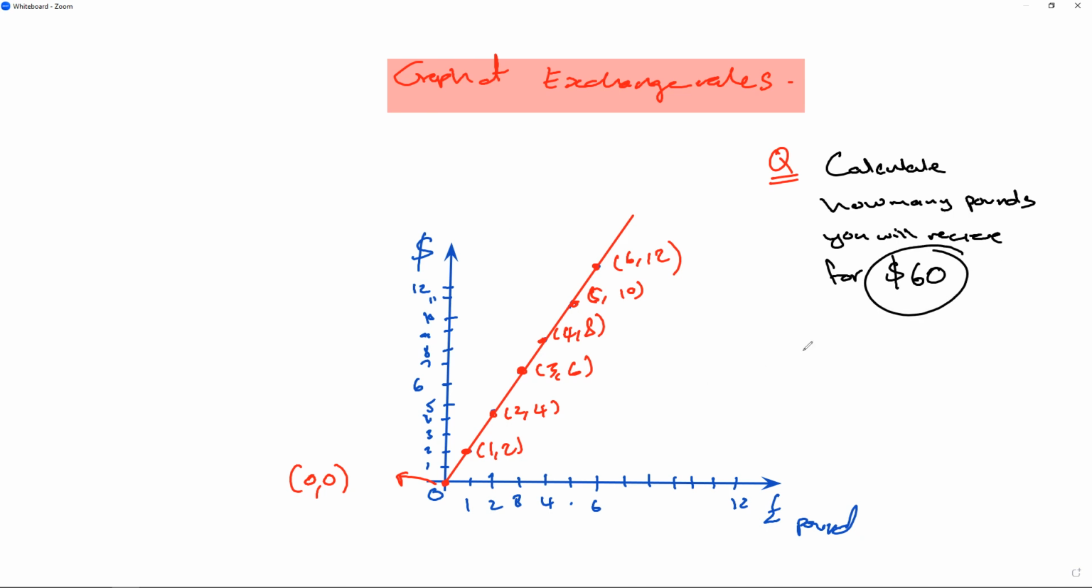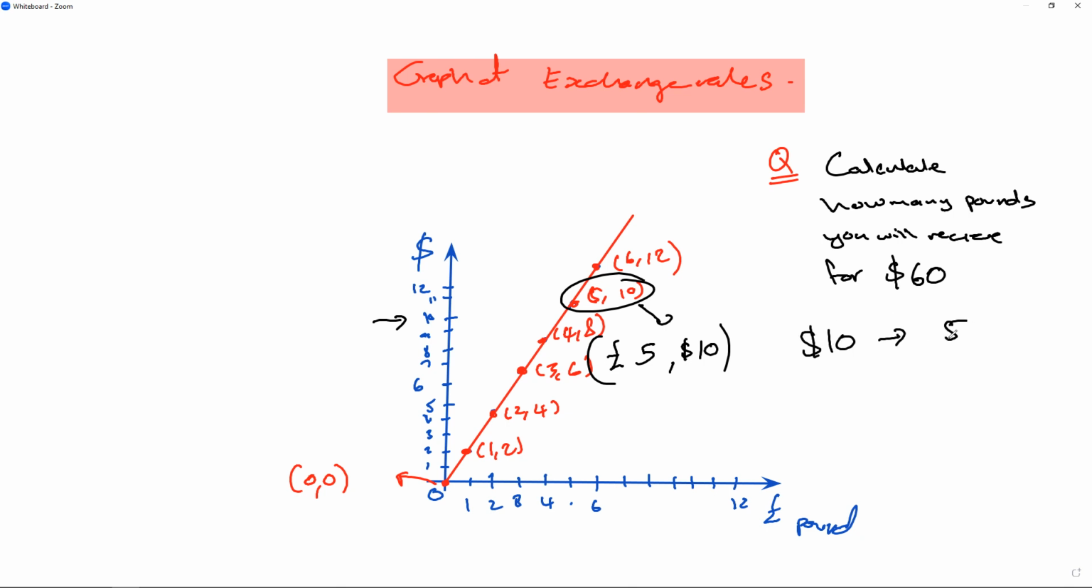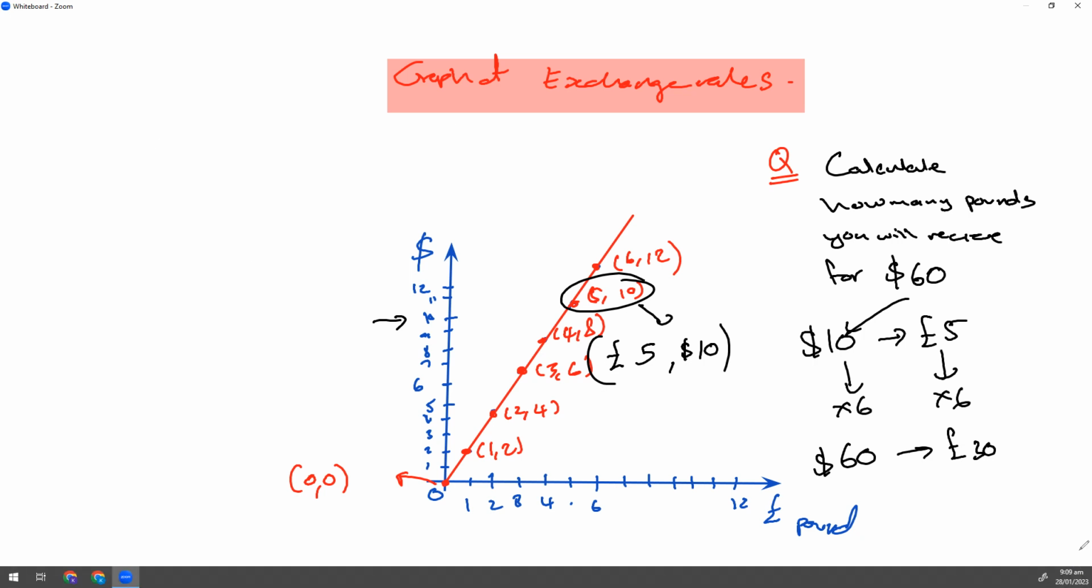But what we can do is find a factor of 60, like 10, right? And I can see 10 over there. And I can see that $10 got me £5. So I know immediately, okay, $10 gets me £5. So simply multiply by 6 to get to $60 and multiply by 6 and that'll get you £30. Now this is quite convenient because it's exactly double, but it's never necessarily so convenient.